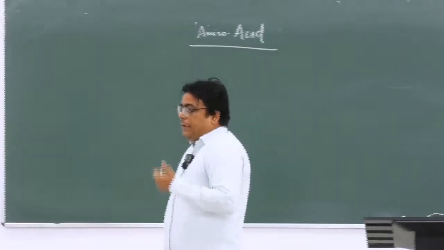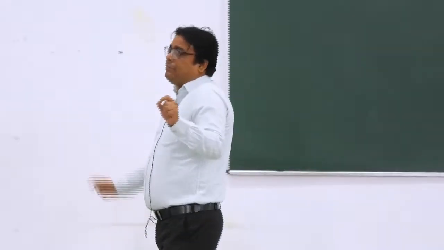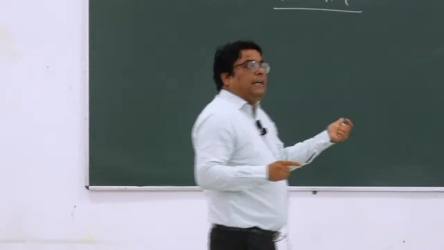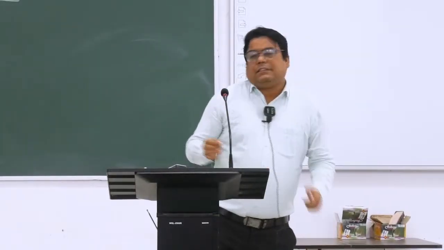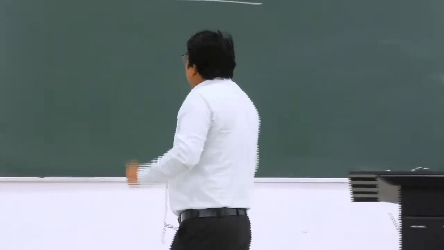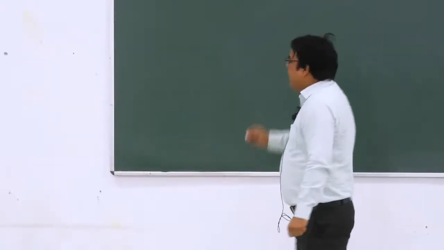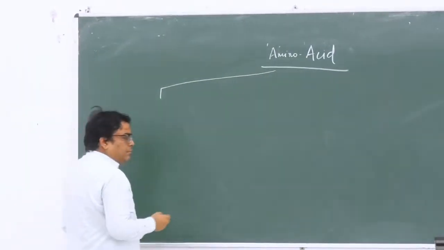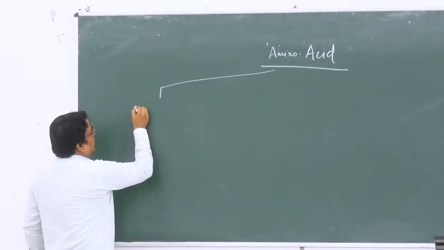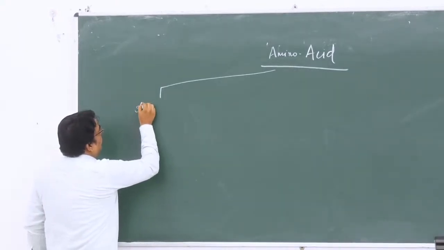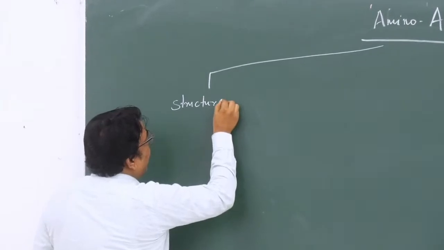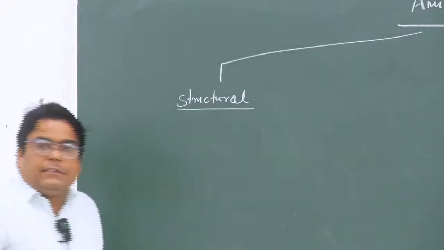So, if we go for the definition of an amino acid, it is an alpha carbon atom which contains an amino group on one side and a carboxylic group on the other side. Okay, this is the general definition of the amino acid. But when we go for the classification of amino acids, the first classification is on the basis of their structure. Structure classification.